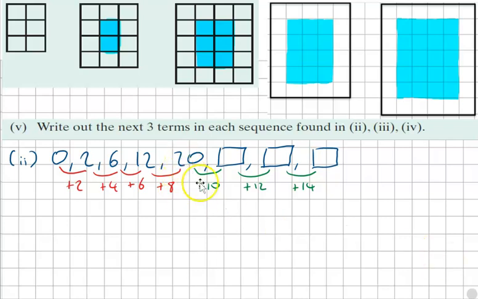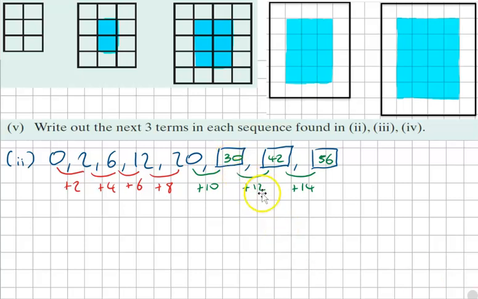So 20 plus 10 is going to give us 30. And 30 plus 12 will be 42. And 42 plus 14 will be 56.